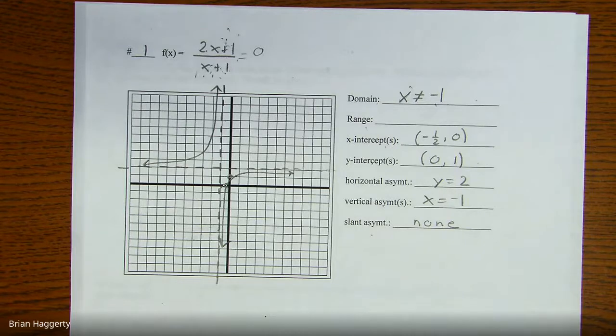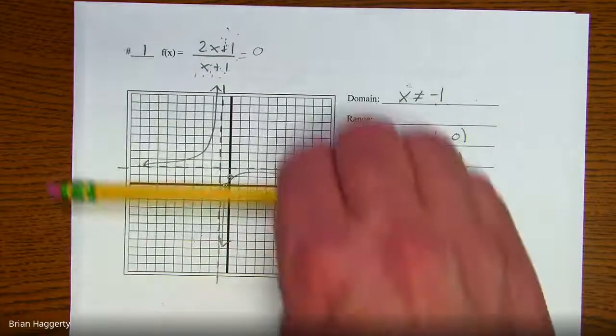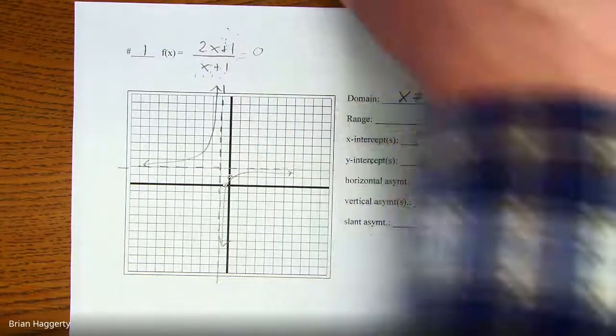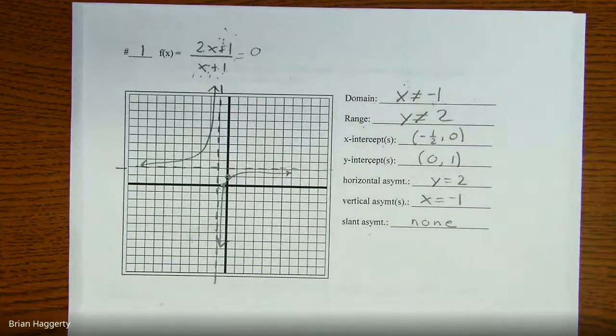All right, now once you see the picture, whether it's what you drew or looking at your calculator screen, now you can identify the range. We're hitting all the y values below the horizontal asymptote, all the y values above the horizontal asymptote. So we're hitting all the y's except for at that horizontal asymptote at y is equal to 2. Good.